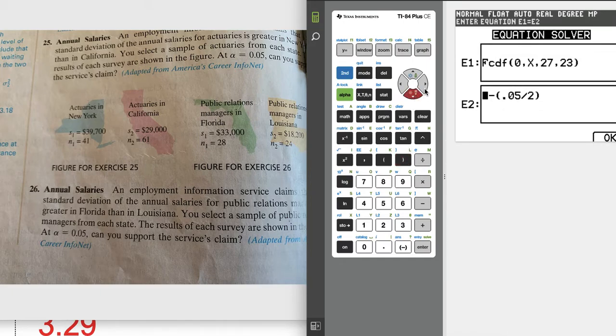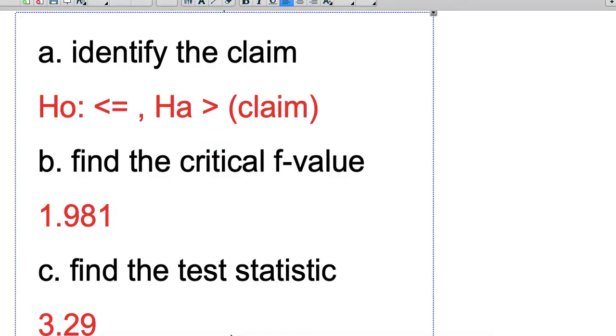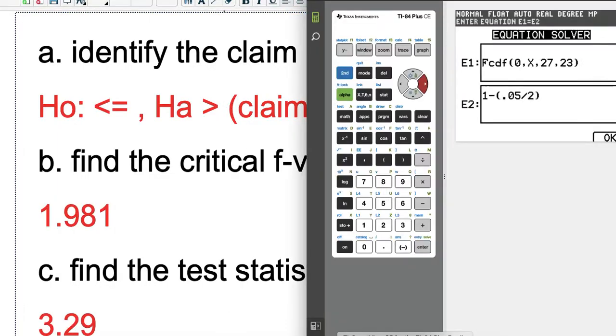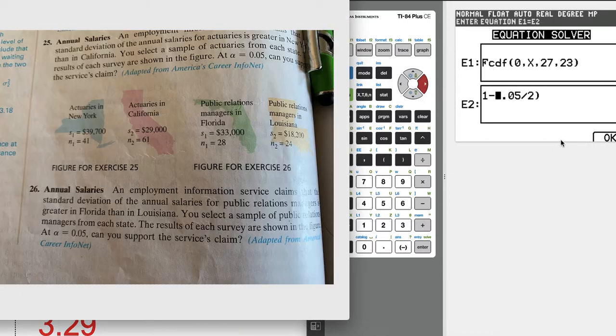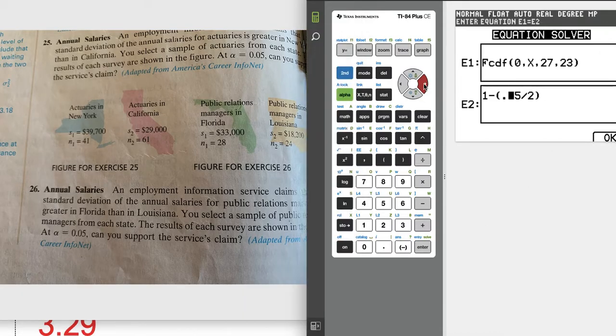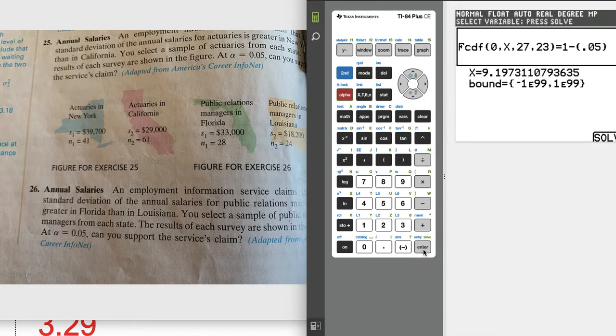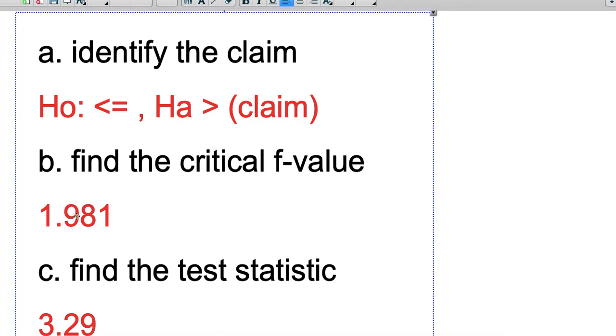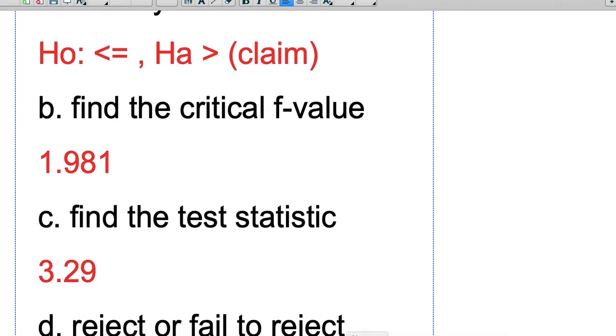It's right-tailed. Was it right-tailed? Yeah, right-tailed. Okay, so we don't need the divide by 2 here. Boom, boom. Okay, and then now we go to solve this. Should get 1.981. The book gets 1.985 from the chart. We get 1.981. Okay, find the test statistic.